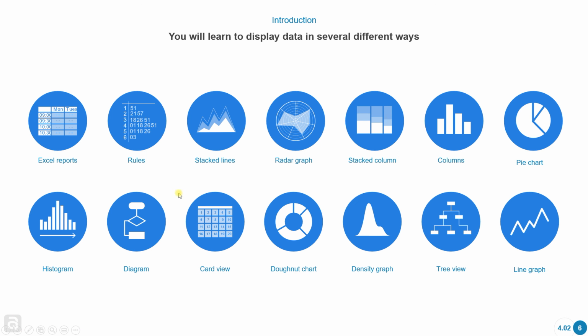So as I just said, the data can be displayed in all kinds of different ways. We've already learned how to use some of them, and we're going to start to learn how to use some other options like stacked columns, radar graphs, donut charts, and things like that.